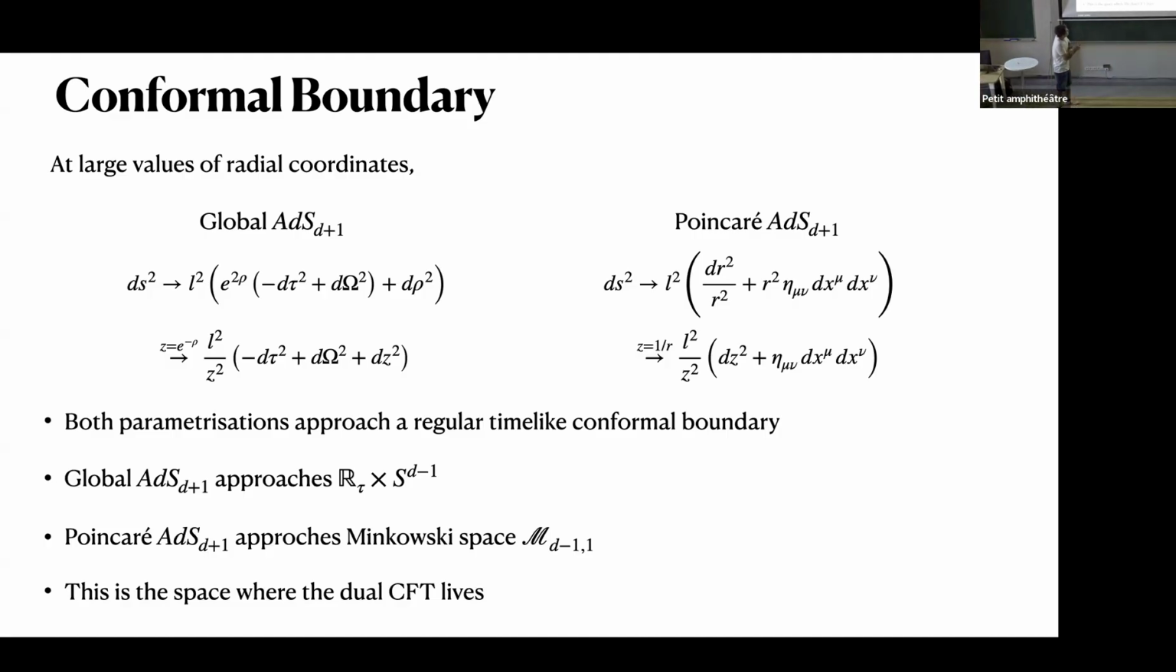So that boundary is basically where your dual field theory lives. If I study Poincaré AdS, then I'm thinking of the dual field theory living on this Minkowski spacetime. If I have global AdS, then my field theory lives on a funny spacetime, which is basically the product of the time-like direction and the sphere. So I have taken my field theory and put it on a sphere for some reason. Now, we will be mostly interested in field theories for this talk that are defined on a Minkowski spacetime.